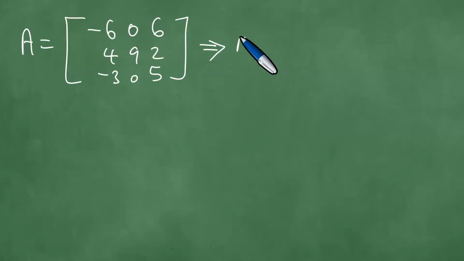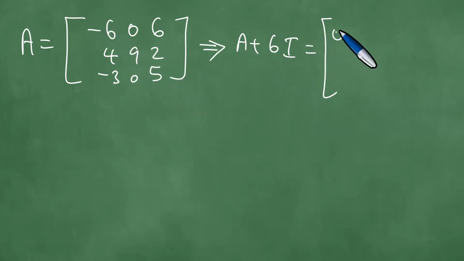Right, so now if you have the A plus 6I, we're going to add 6 to each of the diagonal entries. If you add 6 here, 6 minus 6 is 0, 0, 6. Because the identity matrix only has ones in the main diagonal.